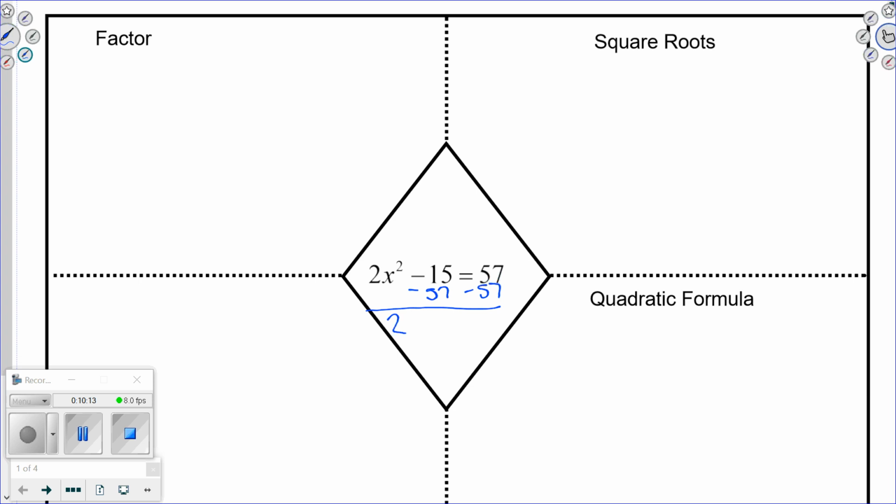So we would get 2x squared minus 72 equals 0. So checking to see if it will factor, we try the discriminant, right? So I'm looking at b squared minus 4ac. So what's your b value? 0. So 0 squared minus 4 times 2 times negative 72.